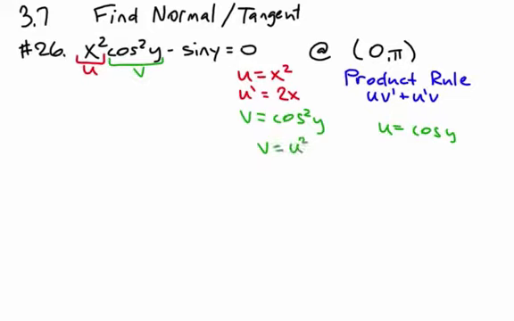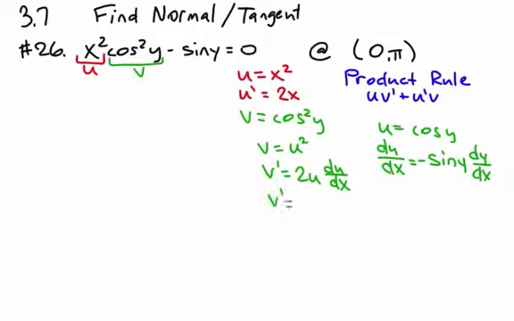Notice with x squared and cosine squared, you have product rule going on. So we have to determine what u and v are. I'm going to pick u to be x squared, u prime to be 2x. I'm going to pick v to be cosine squared y. And v prime then is going to be what? 2 times the derivative of the cosine, which is negative sine, okay? And times the derivative of the y part, which is dy dx.